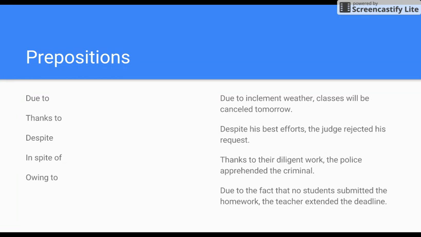Due to inclement weather, classes will be canceled tomorrow. Inclement weather means bad weather. So due to is kind of like because of. All right. So because of inclement weather, classes will be canceled tomorrow. It means the same thing. Now, in that case, we only have a noun, weather. Okay, we don't have a complete sentence.